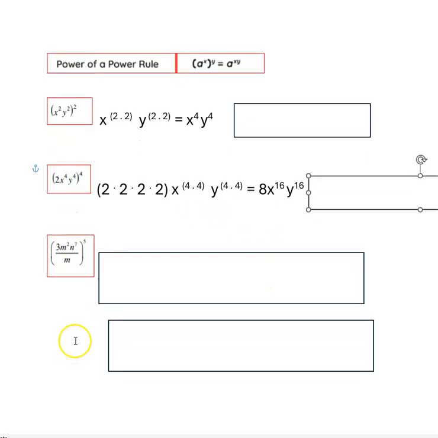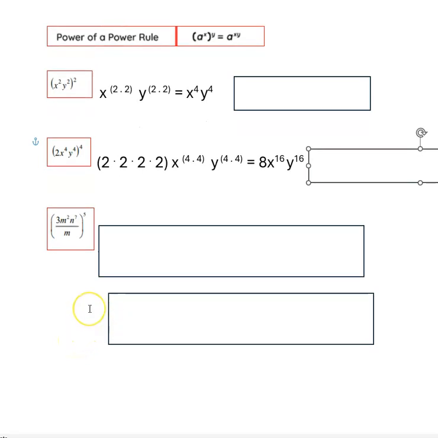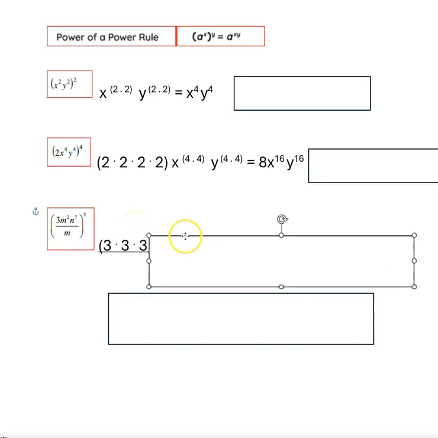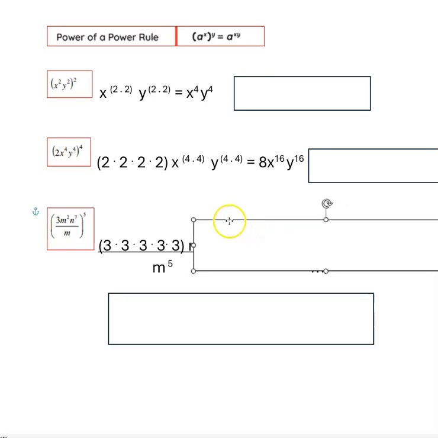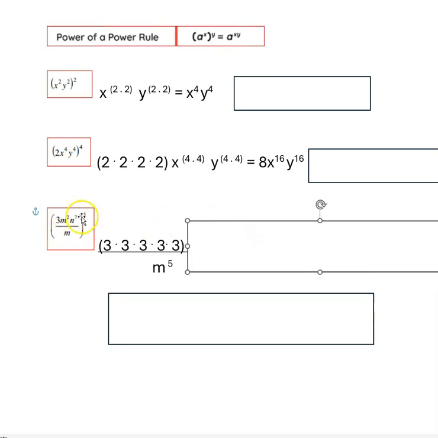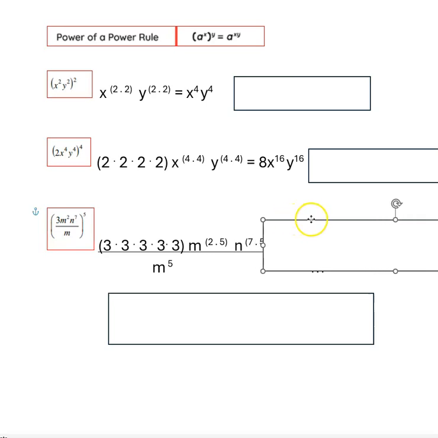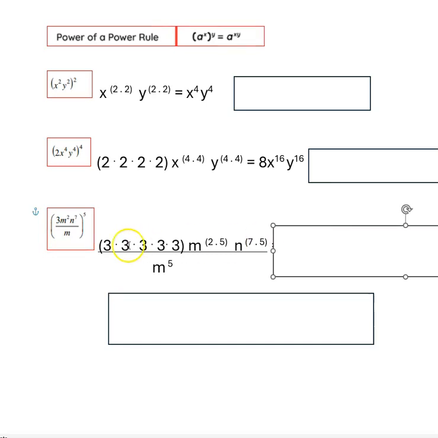Okay, now if I got something really big like this, you just have to take it one little step at a time. So, what I did is, I started at the beginning, and I did 3 to the 5th power. I typed it out as 3 times 3 times 3 times 3 times 3. Then I have m to the 2 times 5 power, and I have n to the 7 times 5 power. Then at the bottom I have m to the 1 power times 5. I just wrote 5 because that's basically what it is.